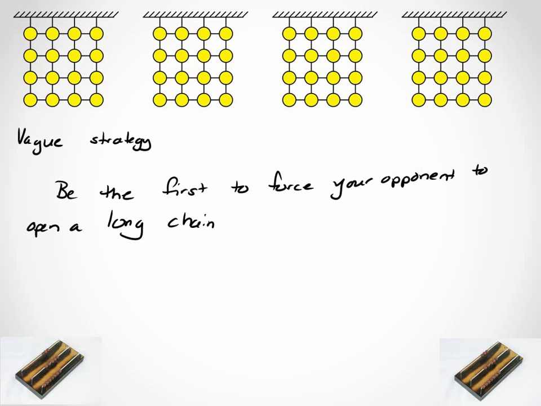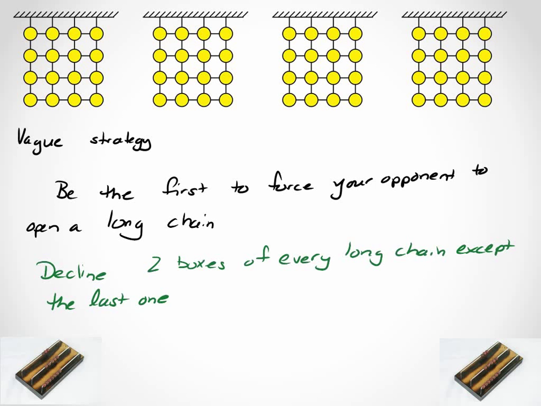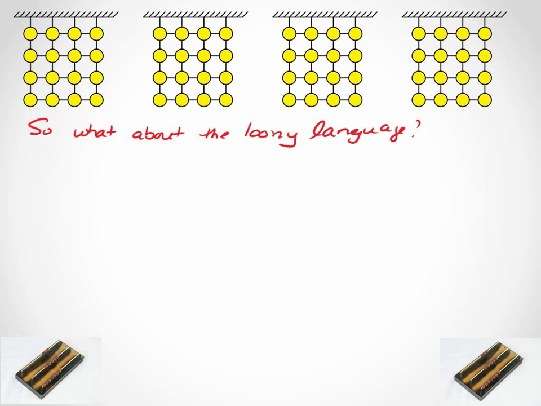So the strategy to me is vague. Be the first one to force your opponent to open a long chain for you, and decline 2 boxes of every long chain except the last one. And you see that strategy being handled, and sometimes if you played the computer, it did that to you. Enticed you to grab 2 boxes, you got those 2 boxes, maybe you get a 3rd one, and then you're 3 against 6. Correct? I had a 3-6 quite a few times. So that's what it does. That's the vague strategy.